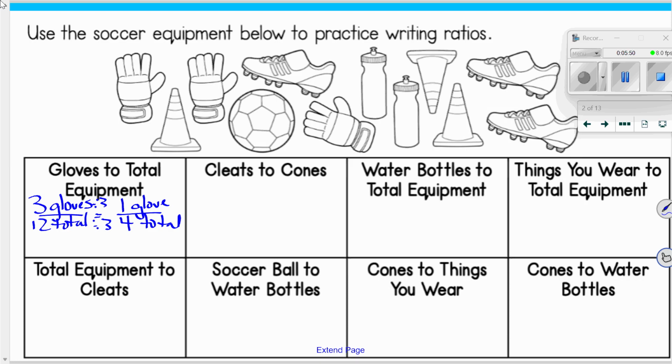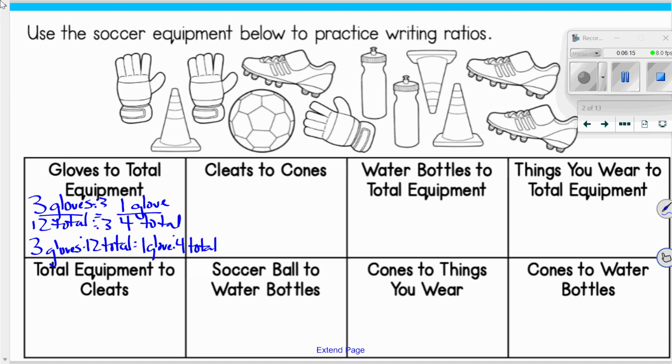Okay? So you've got to show me everything, guys. Show me where you're starting. Show me where you're ending up. Did you have to write it as a fraction? No. You could have written 3 gloves, 12 total, which would then equal 1 glove to 4. That would also be acceptable.